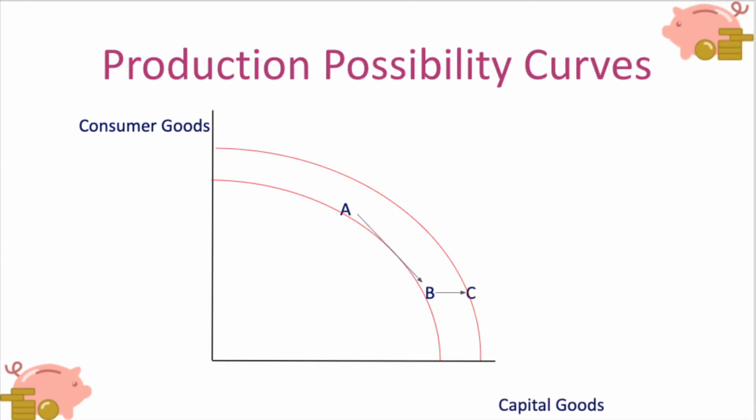As a result of that investment in capital goods, the economy has become more productively capable over time. So if we move from A to B, we're hoping that the economy is then going to grow to C.